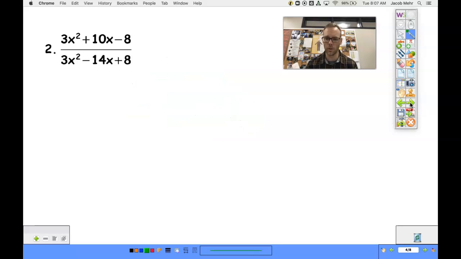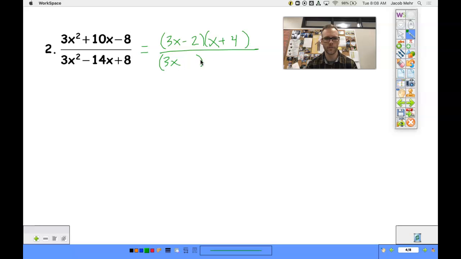All right, let's try another one. Hopefully we're going to get the hang of this soon. Factor. Four would give me a 12, and a 2 there. If that's a minus and this is plus, that's plus 12x minus 2x is 10x. Over, factoring down here.